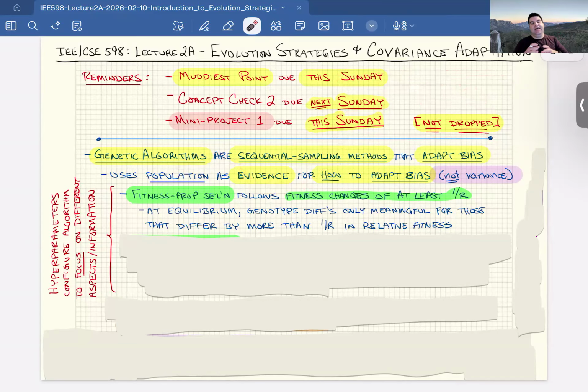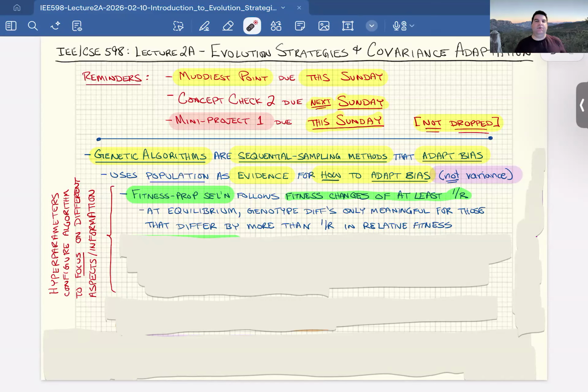So individuals that do not differ that much in fitness, the differences between them are not going to drive changes in the bias of the sequential sampling algorithm. By changing the number of parents, changing the R, you make the algorithm more sensitive to small changes. Smaller changes in fitness will then cause the next generation to be locked into those smaller changes. That makes it a higher precision search that will linger around the same areas of the fitness space for longer.